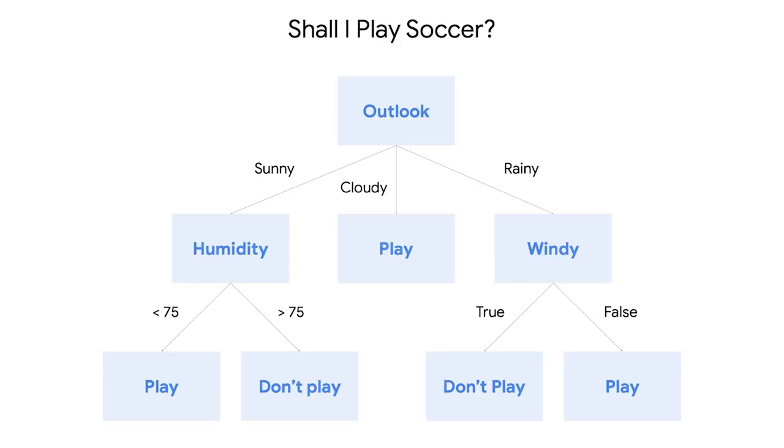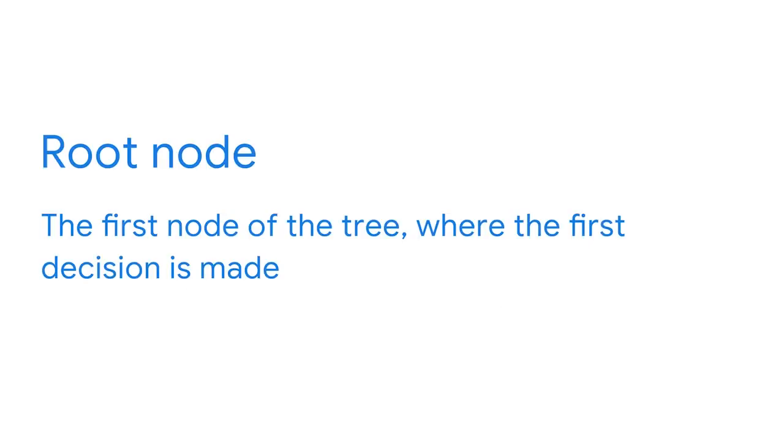Let's explore this a little further. Here's a decision tree that will help you decide whether or not to go outside and play soccer or football on any given day. The first decision that will be made relates to the weather outlook. For this tree, there are 3 options: sunny, cloudy, or rainy. This node, where the first decision is made, is called the root node. It's the first node in the tree, and all decisions needed to make the prediction will stem from it. It's a special type of decision node because it has no predecessors.